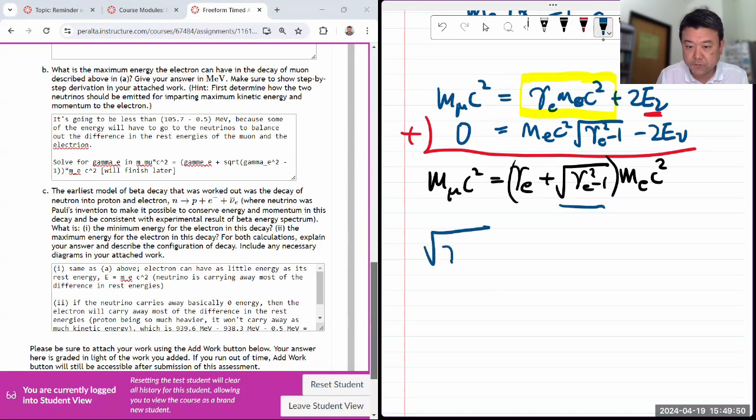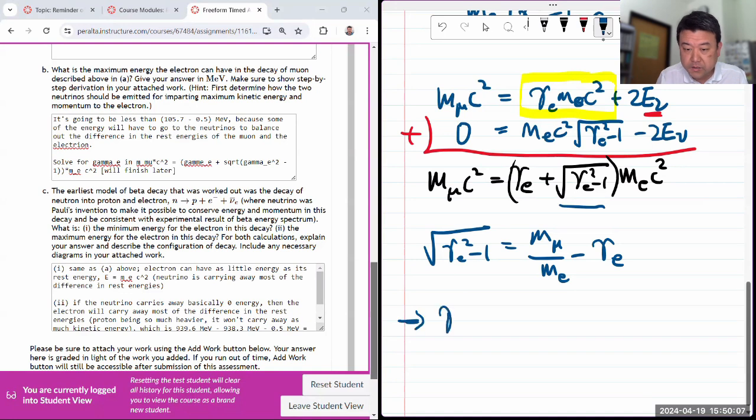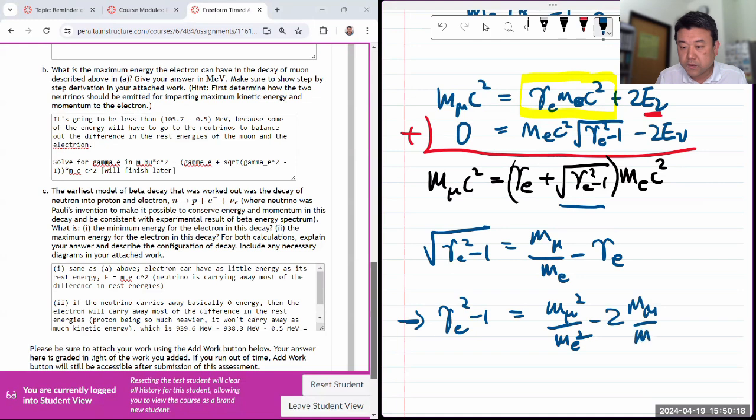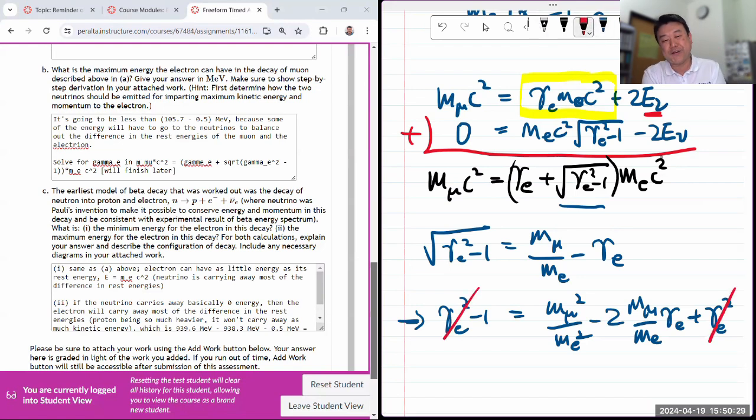So that'll be square root of gamma E squared minus 1 is equal to, I got some ratio stuff going on. Move that over, so it'll be mu over me minus gamma E. Square both sides. Oh, I get some simplification. So gamma E squared minus 1 equals mu squared over me squared, the cross terms, there's two of them, minus 2 mu over me gamma E, and this thing squared will be plus gamma E squared, and this is the simplification I saw. Squared terms cancel, thank God. I don't have to use quadratic formula.